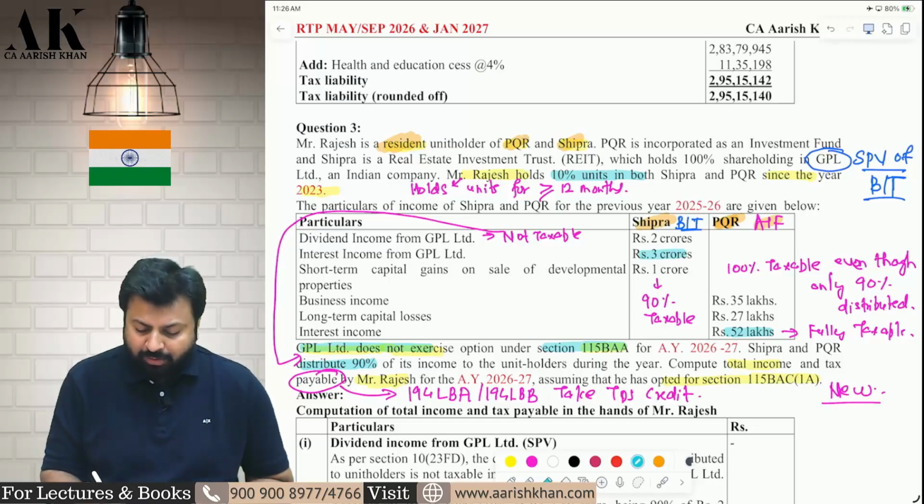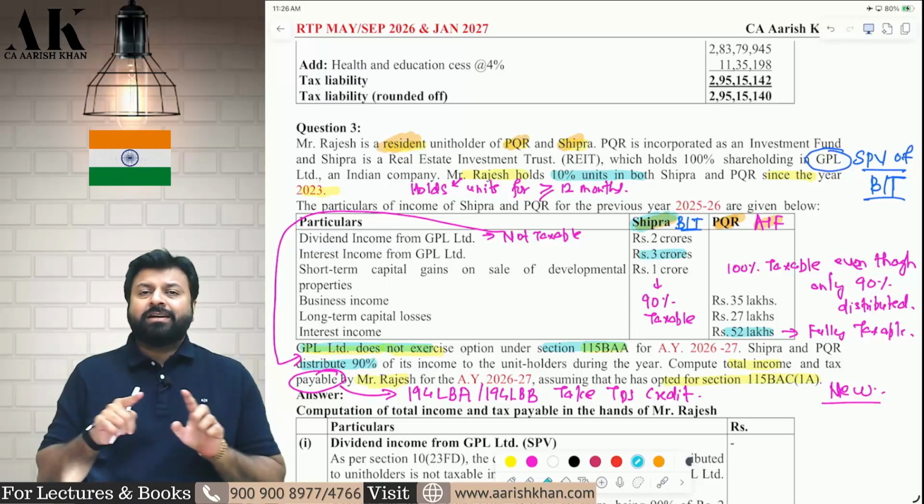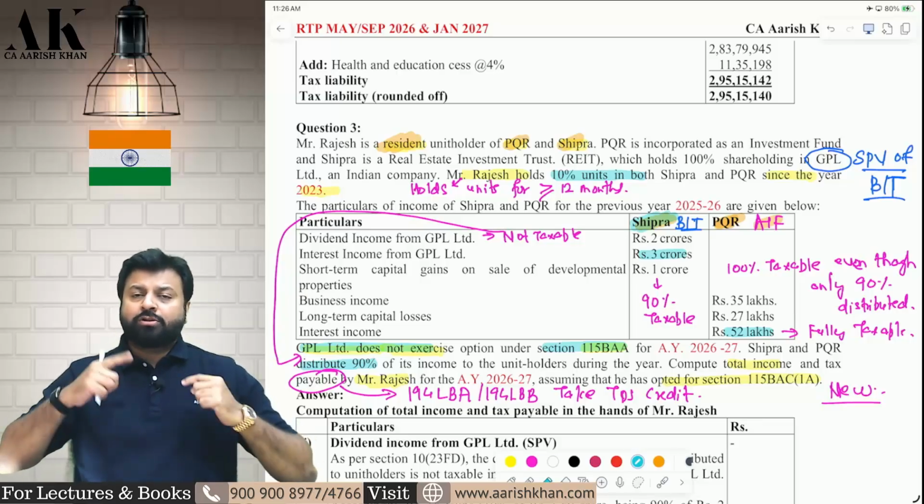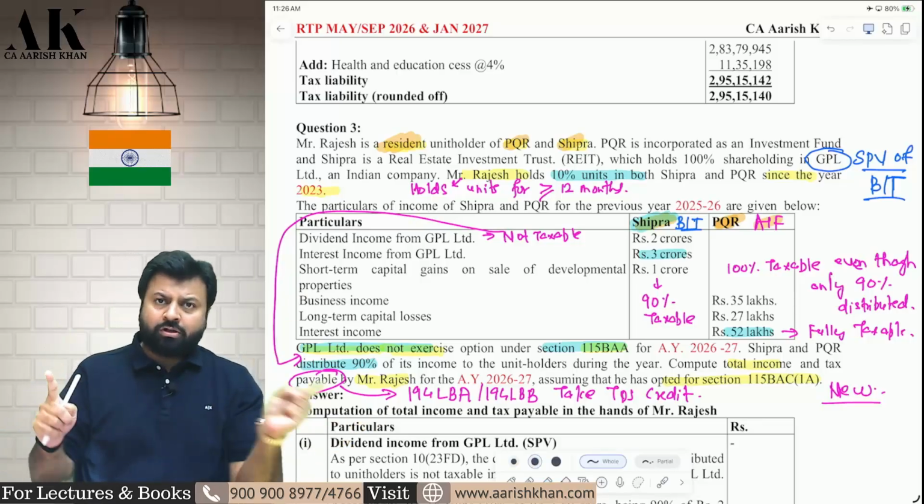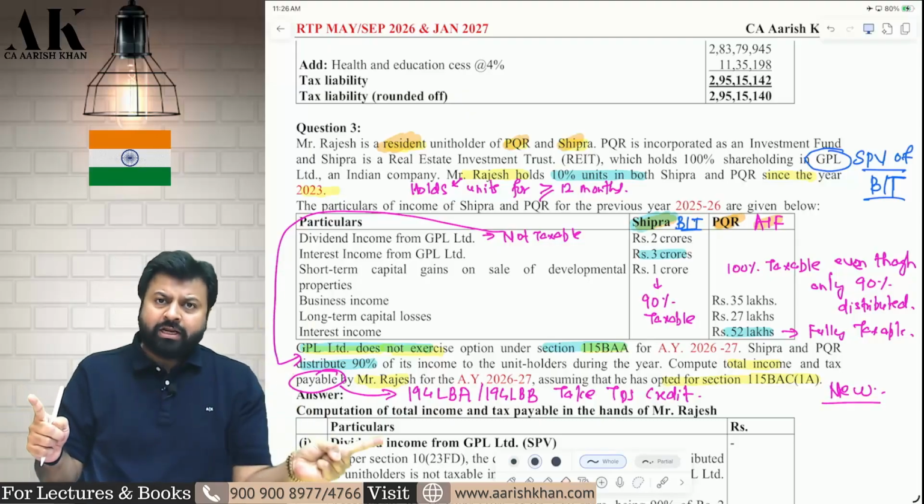Okay. Now let's talk about Shipra first. First of all, let's try to understand the holding structure. Mr. Rajesh is holding in Shipra also. He is holding in PQR also. He is holding in business trust also. He is holding in AIF also.